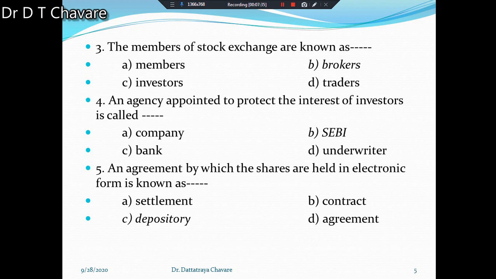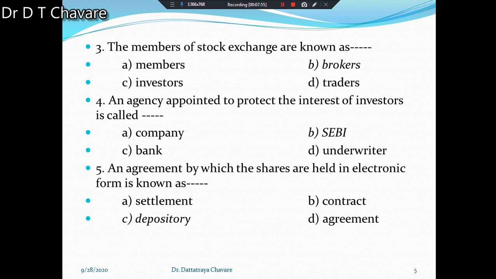SEBI. Okay. Then next question is there: an agreement by which the shares are held in electronic form is known as dash dash. What is called for that agreement?